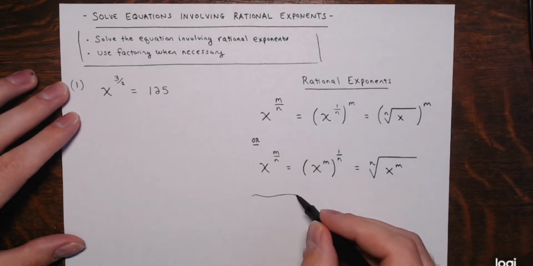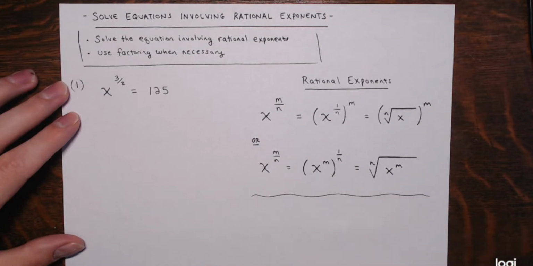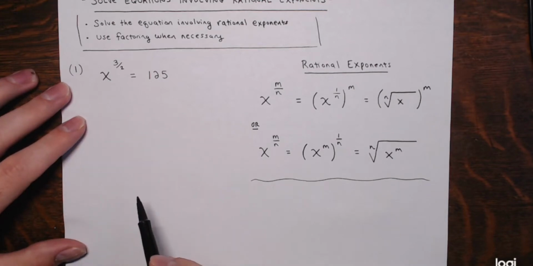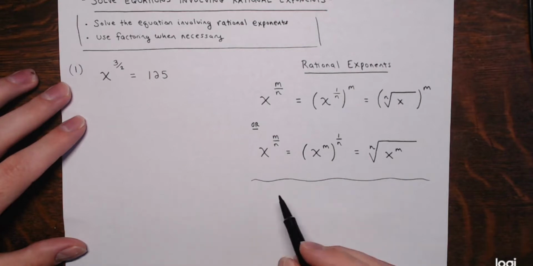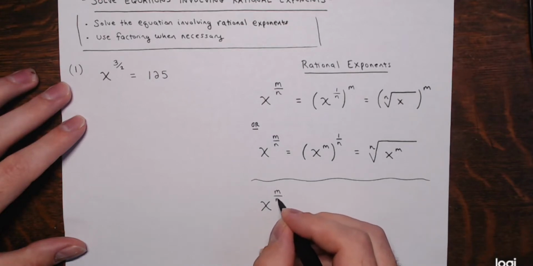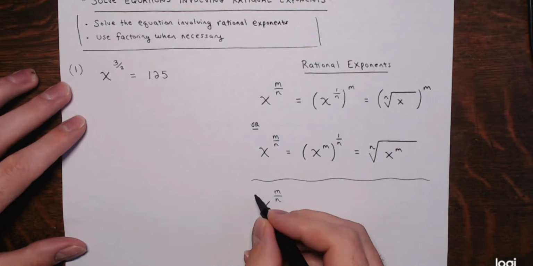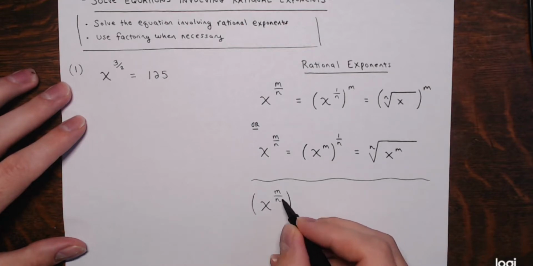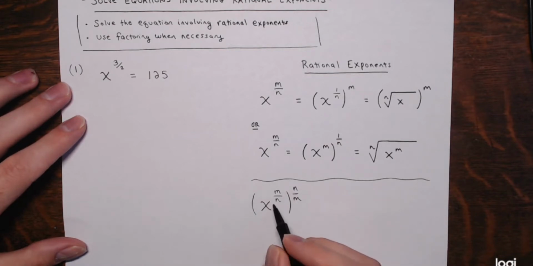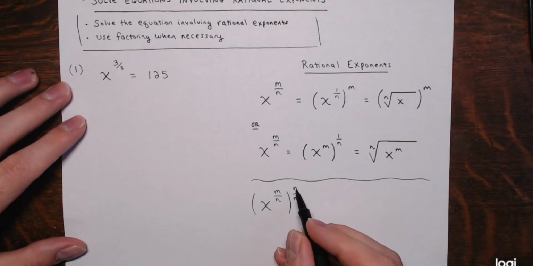Also, something else to consider. One method I'll show you for solving such an equation is to take a number or an expression with a fraction power and raise it to its reciprocal. So x to the m over n, raise that to the reciprocal, n over m. Flip the fraction.